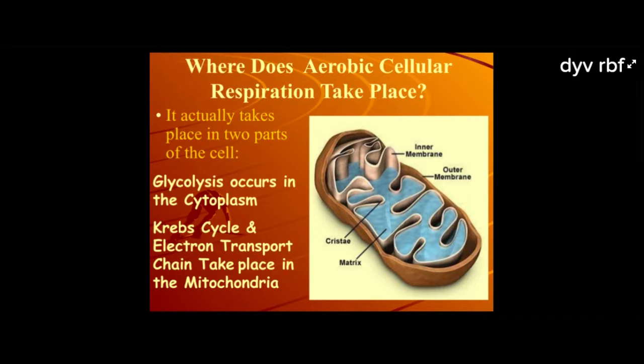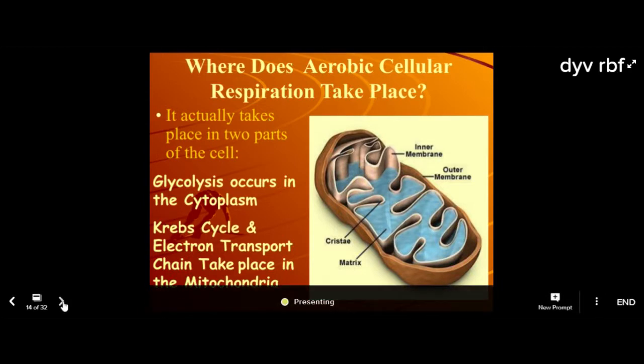Glycolysis occurs in the cytoplasm. That's the first step, and that occurs right outside the mitochondria. Then the Krebs cycle and electron transport chain take place inside the mitochondria. And there's a reason for this.